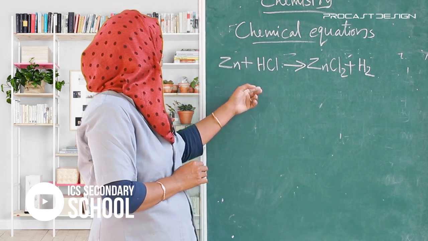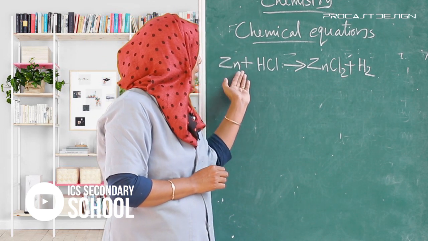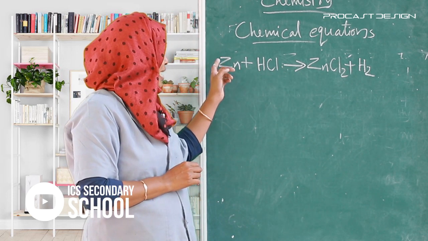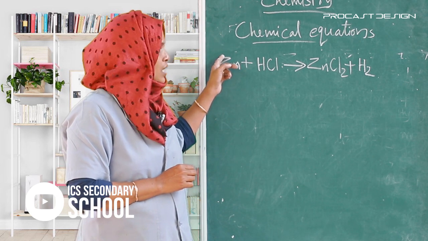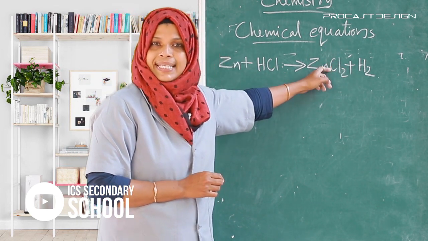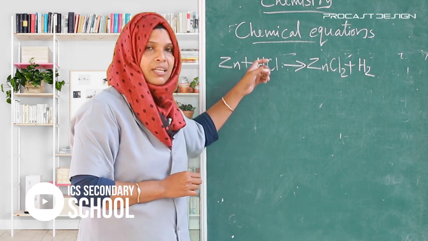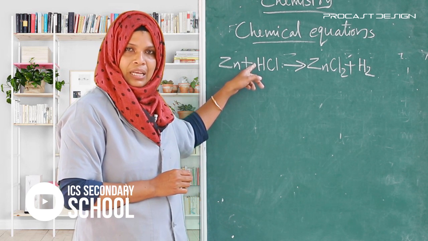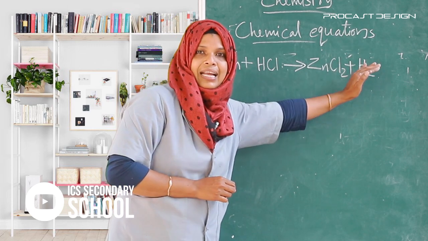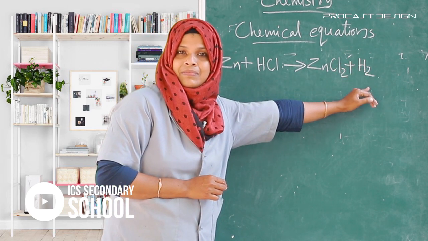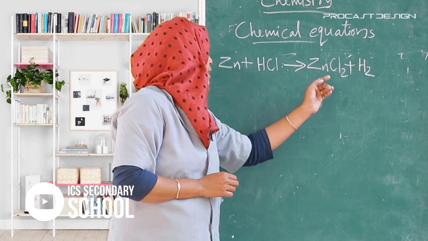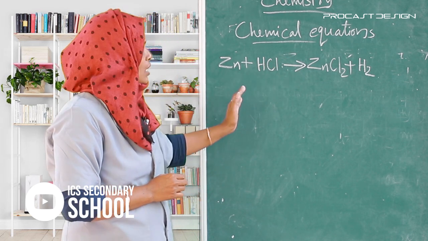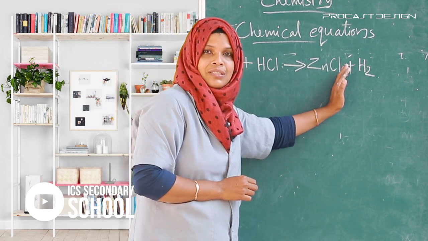And look here, is the number of atoms on the reactant and product side equal? First consider zinc. On the reactant side the number of zinc atoms is 1, and on the product side the number of zinc atoms is 1. Then consider hydrogen. On the reactant side there is 1 hydrogen and on the product side the number of hydrogen atoms is 2. Then consider chlorine. On the reactant side the number of chlorine atoms is 1. On the product side the number is 2.